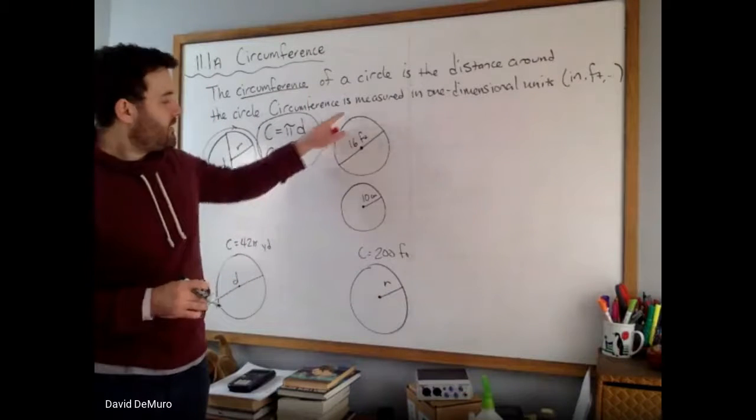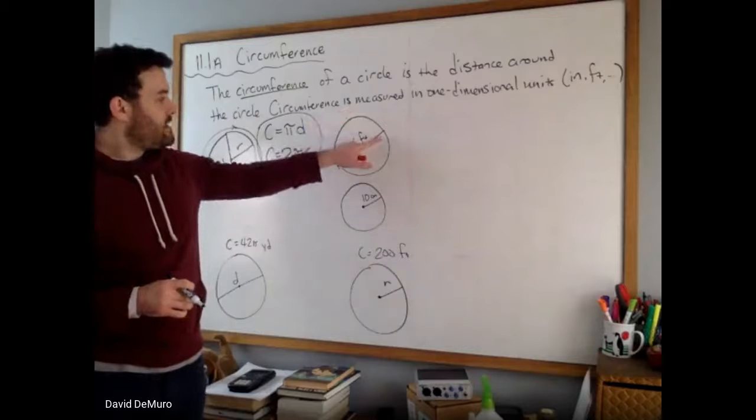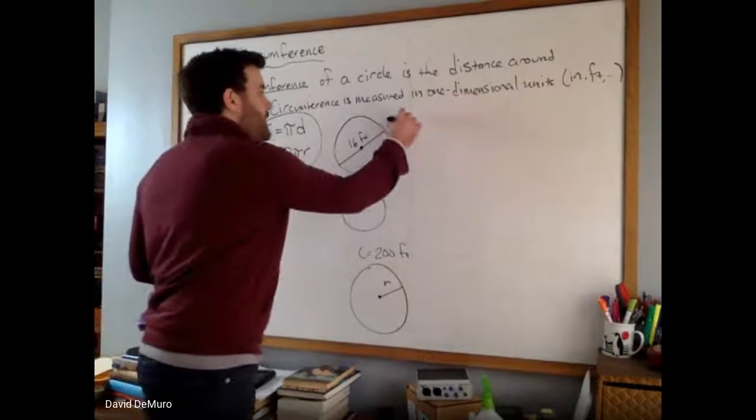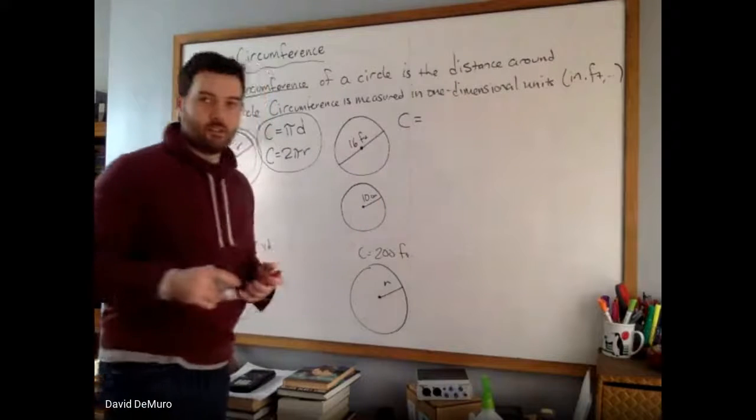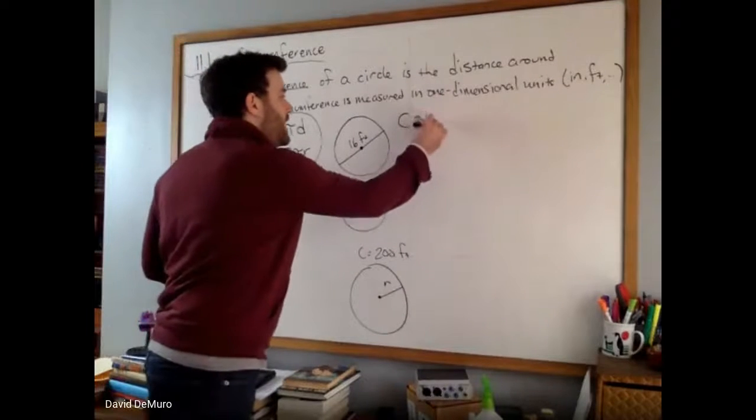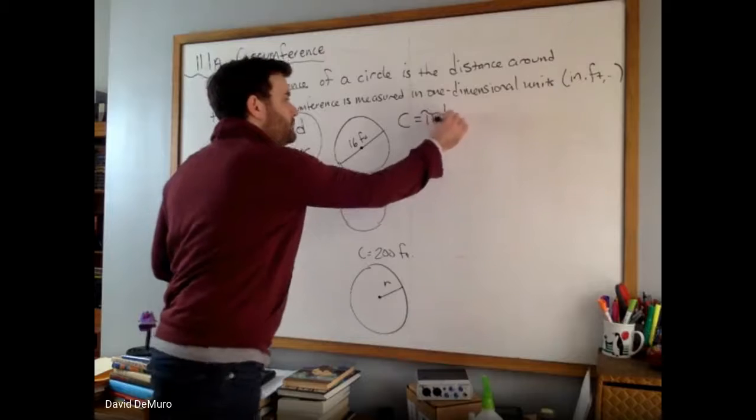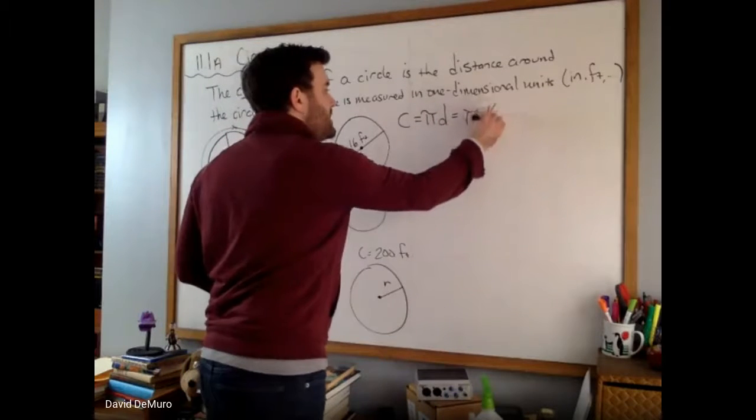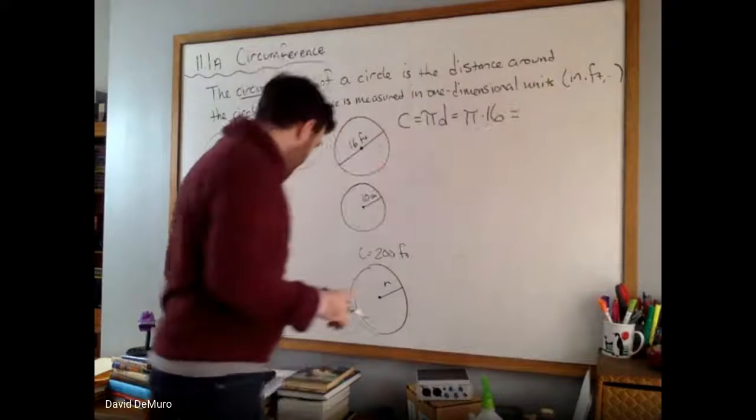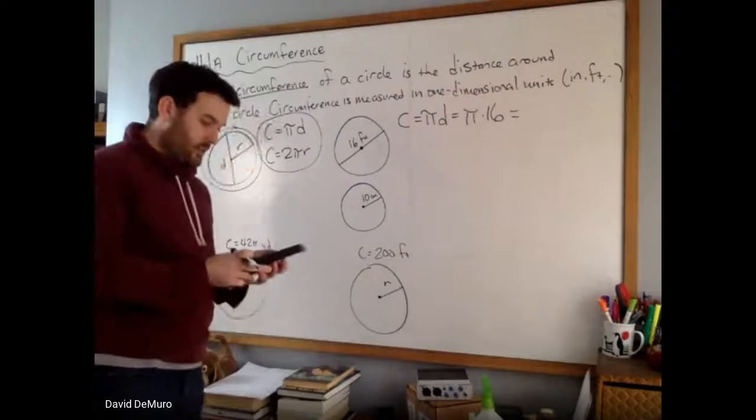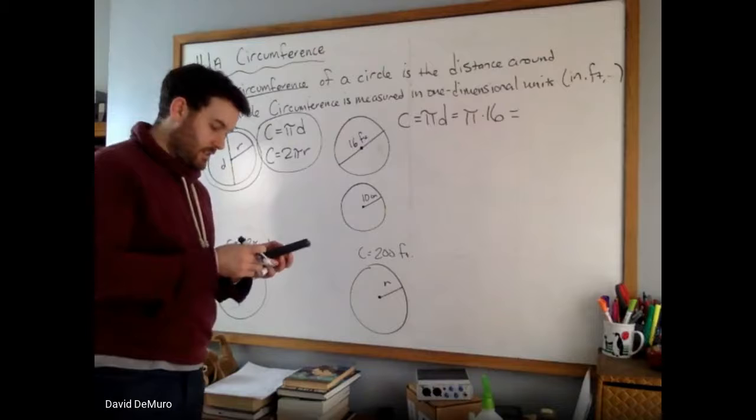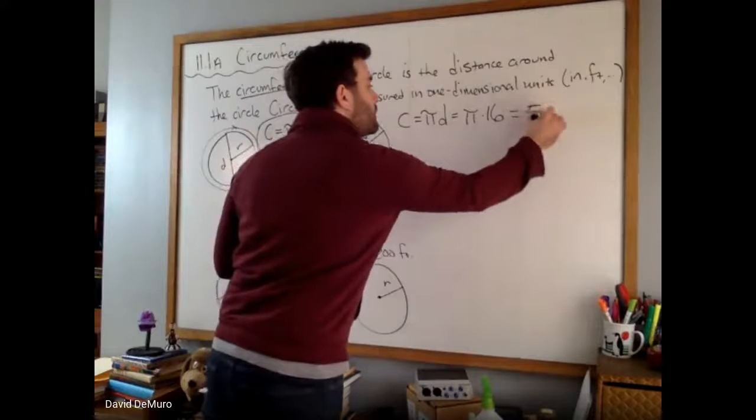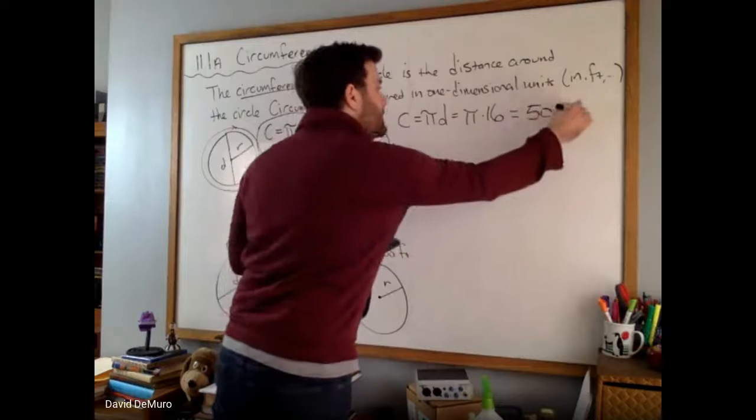So let's say I've got this circle here that has a diameter all the way across of 16 feet. And if I wanted to find the circumference, well, all I need to do is take pi times the diameter, which would be pi times 16. And if I ran that through on a calculator, let's see, pi times 16 would be about 50.3 feet.